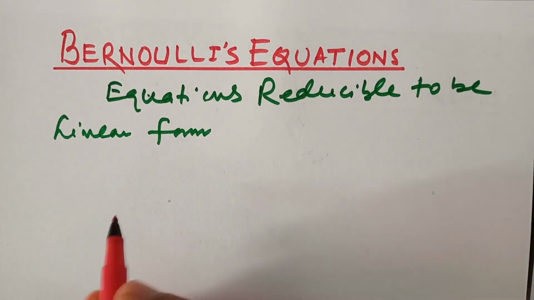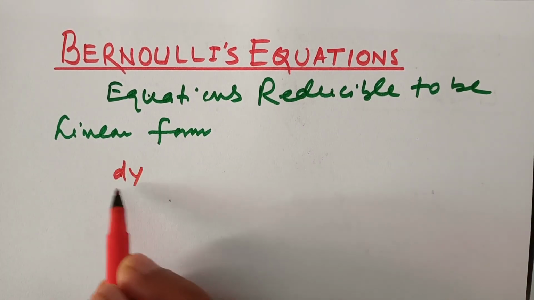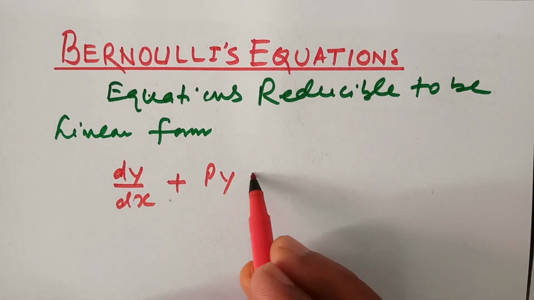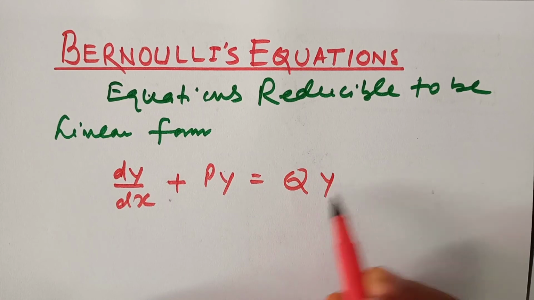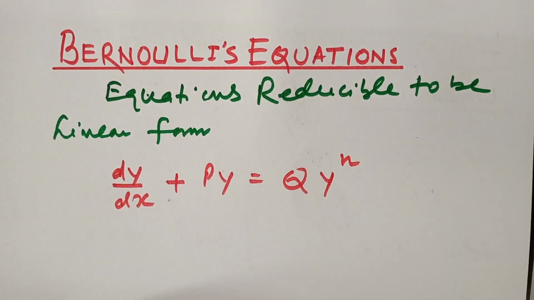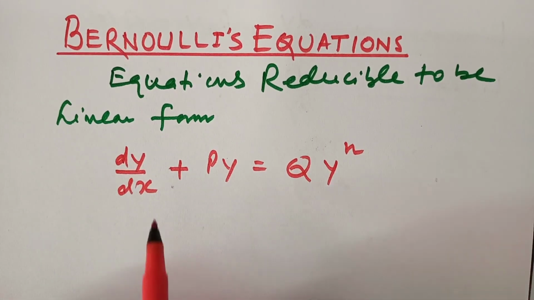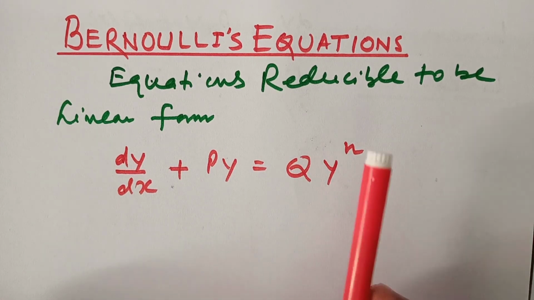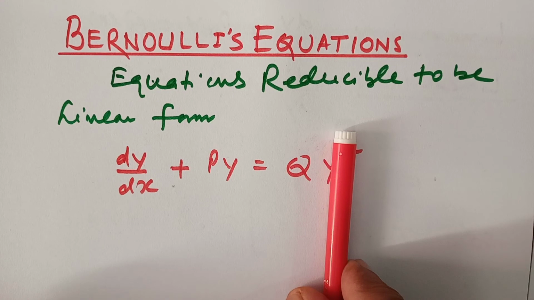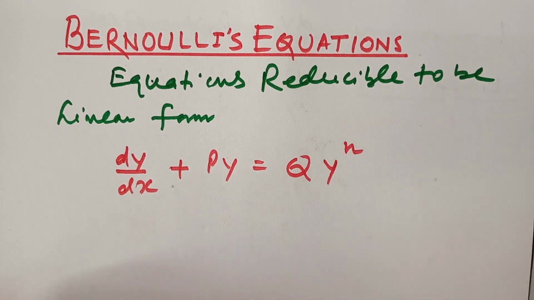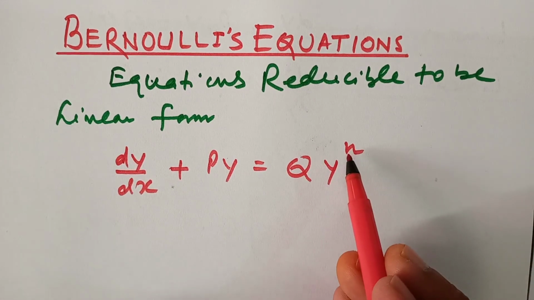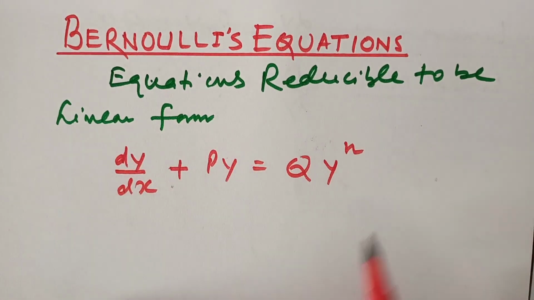So an equation of the form dy by dx plus py is equal to q y to the power n. Okay, so we have seen dy by dx plus py is equal to q, means y power n is equal to 1, so this is linear in y. But if here the coefficient of q is y to the power n, then this is a Bernoulli differential equation.